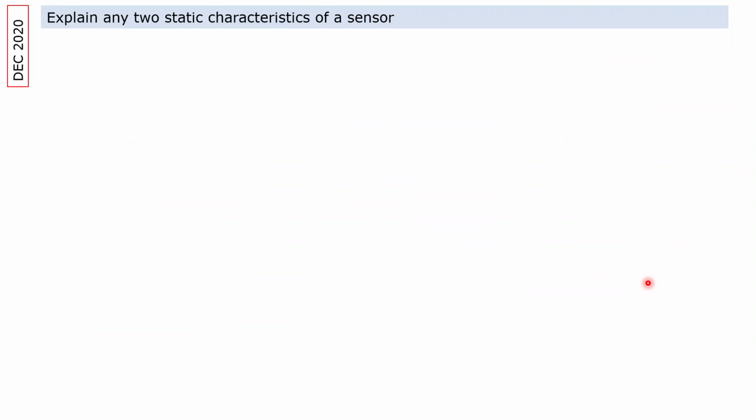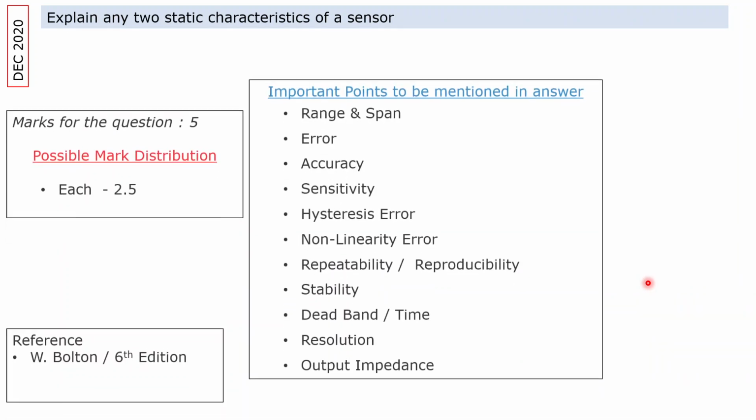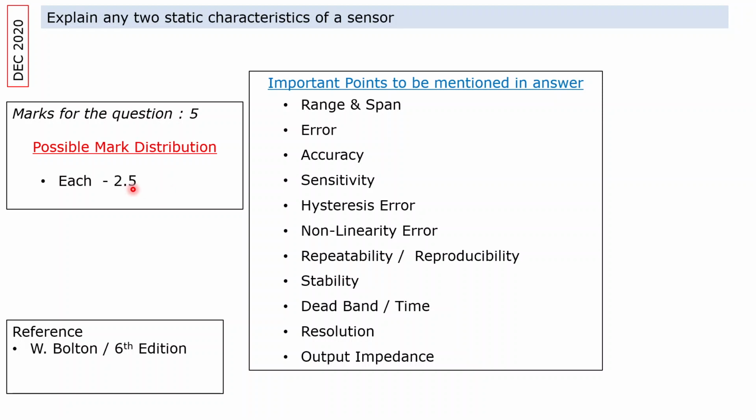And next one is explain any two characteristics of a sensor. Each carries 2.5 marks.